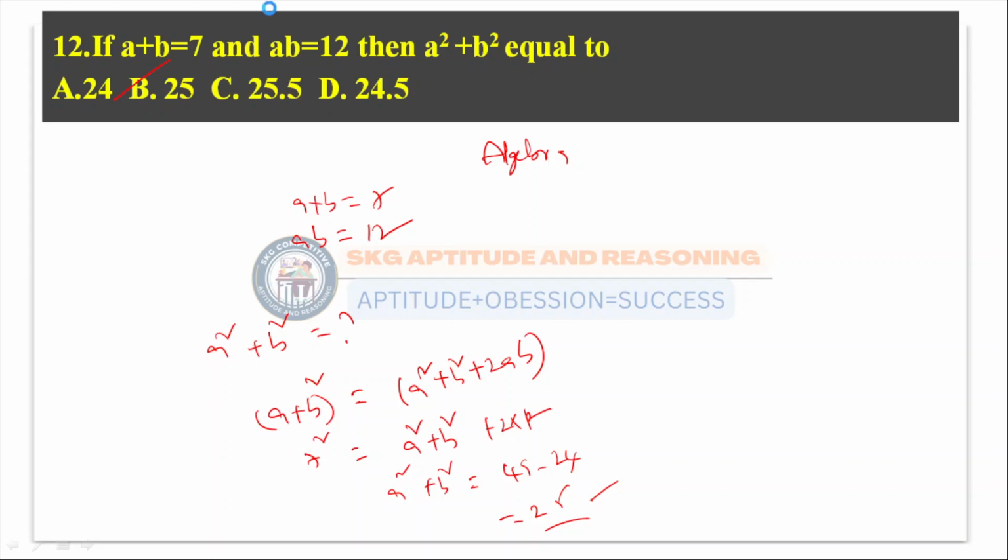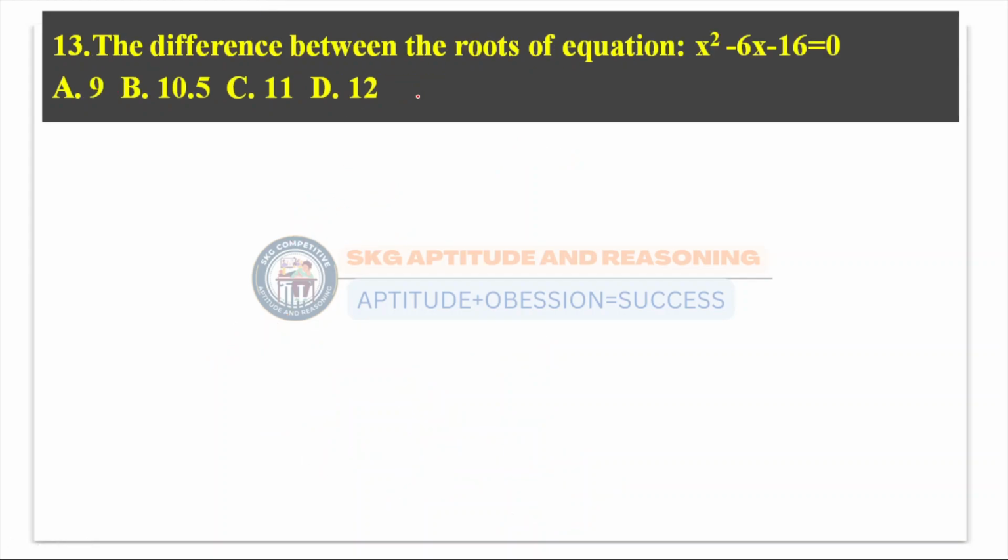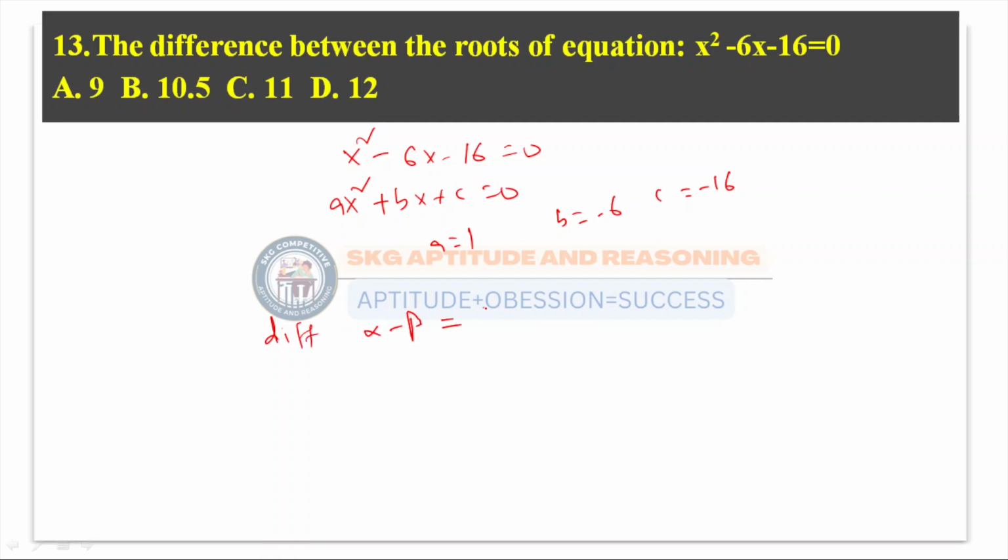Let us move to the next question here. What is the difference between the roots of the equation x square minus 6x minus 16 equal to 0? This can be written like ax square plus bx plus c is equal to 0. So here the a value is 1, b value is minus 6, c value is minus 16. What is the question asking? The difference between the roots. Let us assume alpha, beta are the roots of the equation. We need to find this value. The direct formula for this problem is square root of b square minus 4ac.